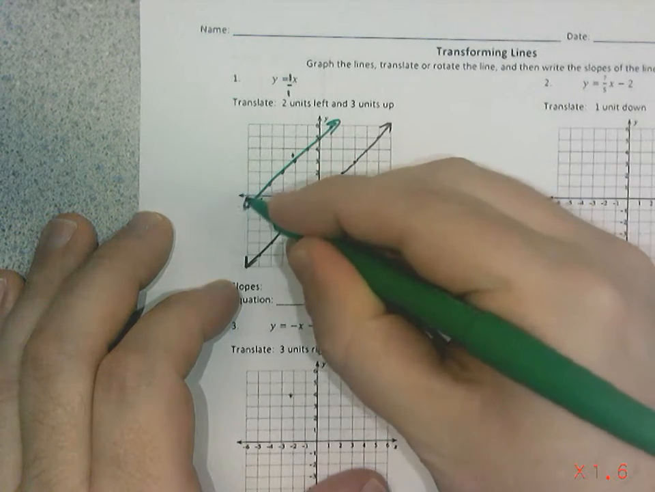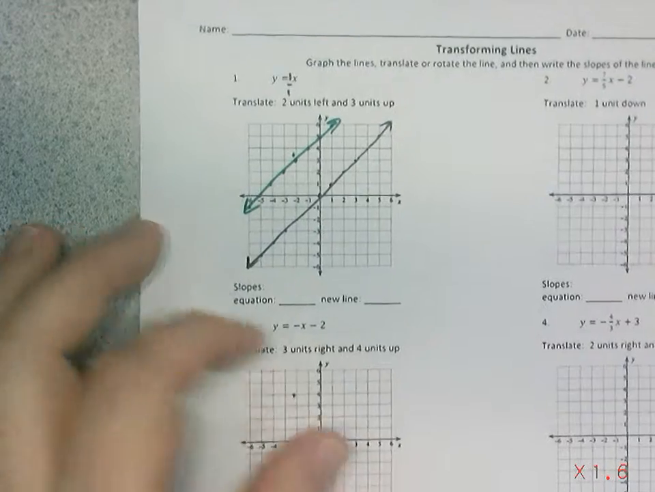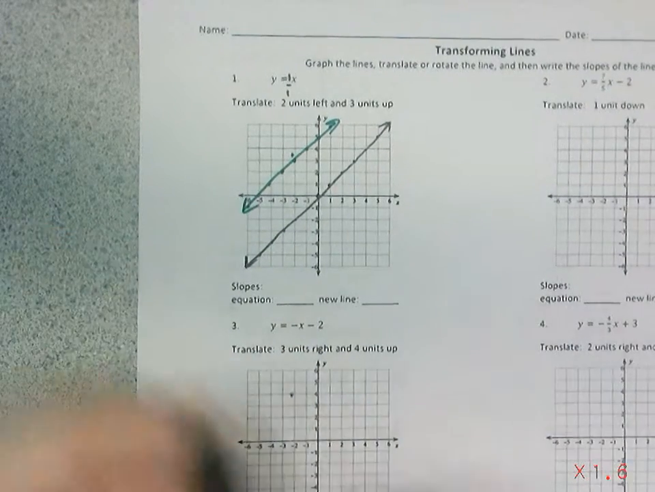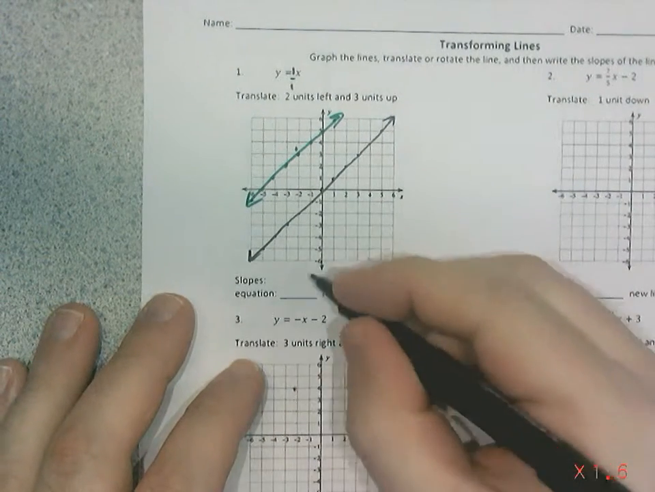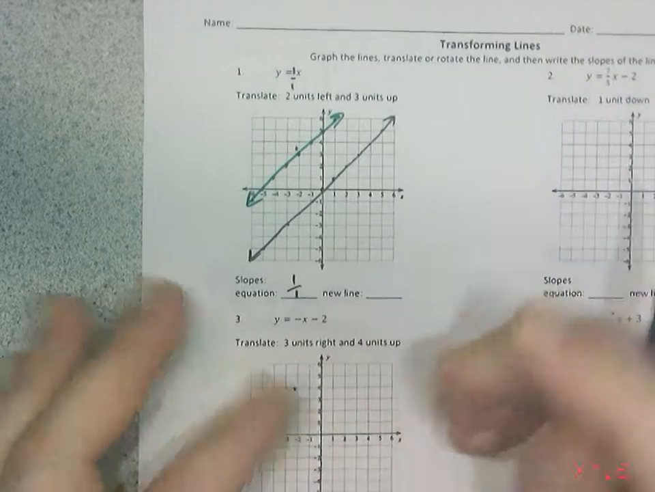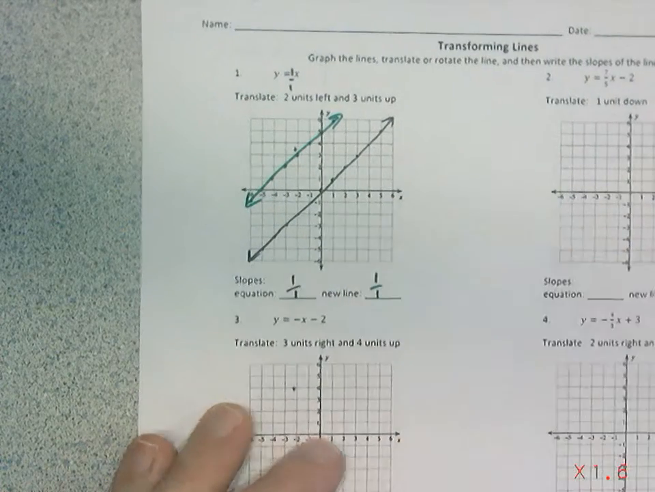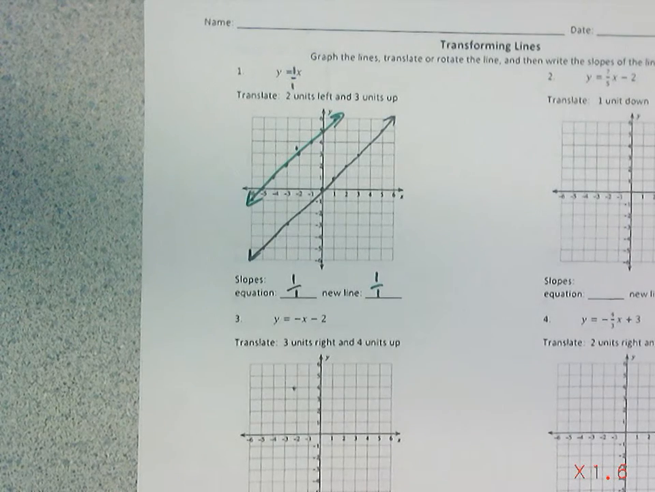So when we look at these two lines, are they ever going to touch? No, they're parallel, right? They're two parallel lines, and you can see that a little bit when we talk about the slopes. The slope of the original equation was 1/1, and the slope of the new line was also 1/1. Okay, so both of them had the same slope. Let's look at another example.